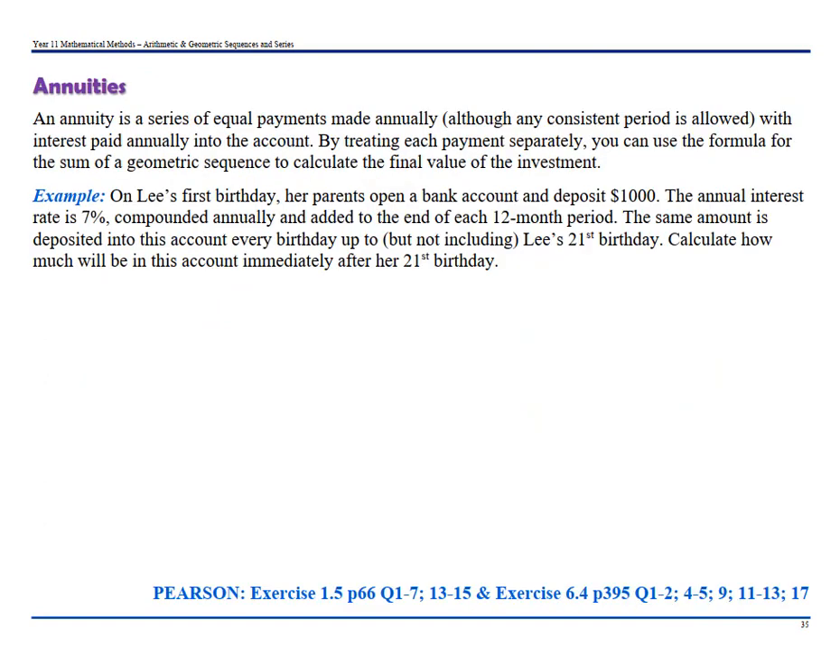Let's look at annuities. An annuity is a series of equal payments made annually, although any consistent period is allowed, with interest paid annually into the account. So by treating each payment separately, you can use the formula for the sum of a geometric sequence. Okay, so we're using the sum of a geometric sequence to calculate the final value of the investment. Now, the sum of a geometric sequence, if you look at your formula sheet, is S of n equals our initial times by r to the n minus 1 over r minus 1. So that's what we're going to use.